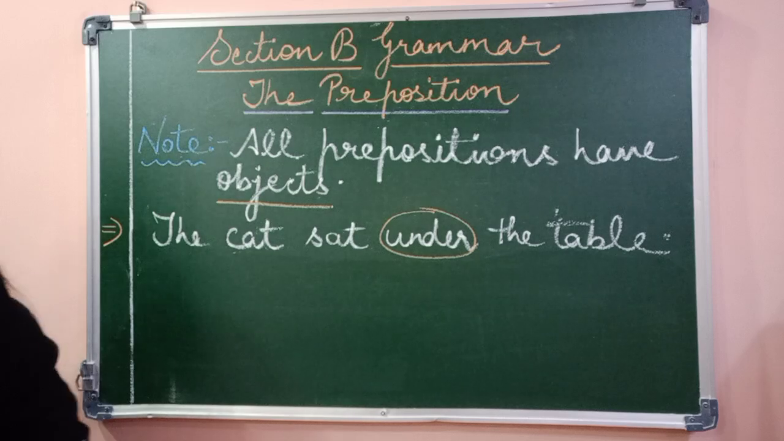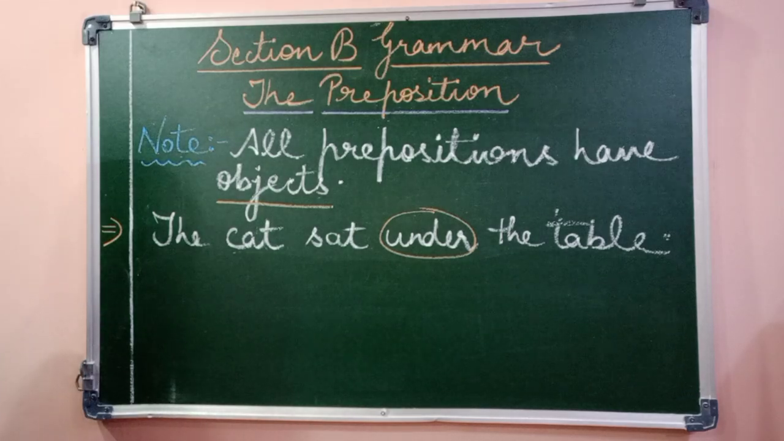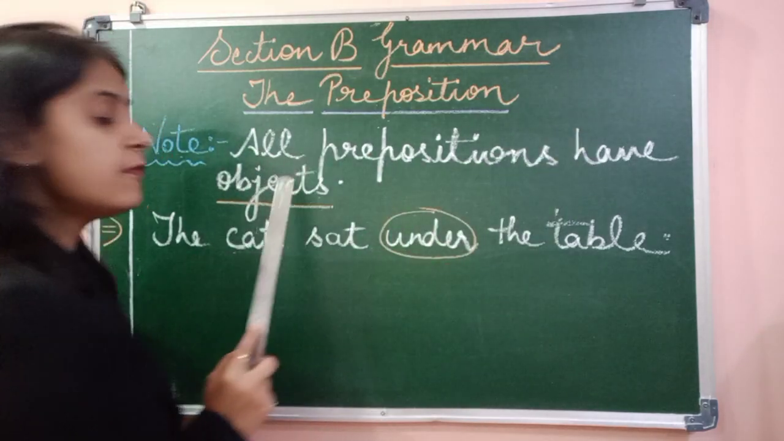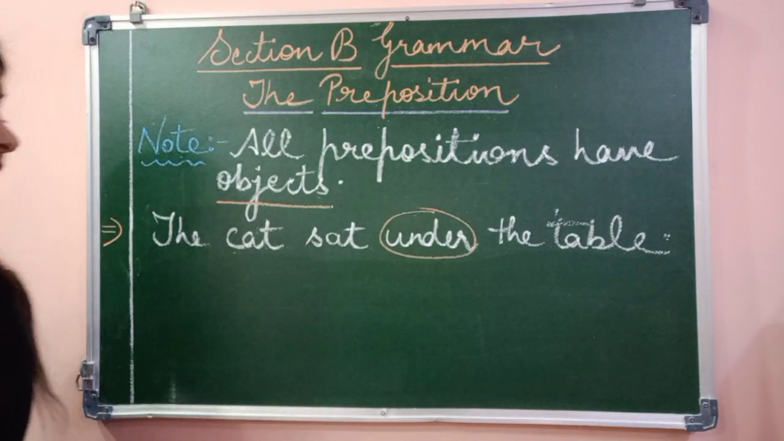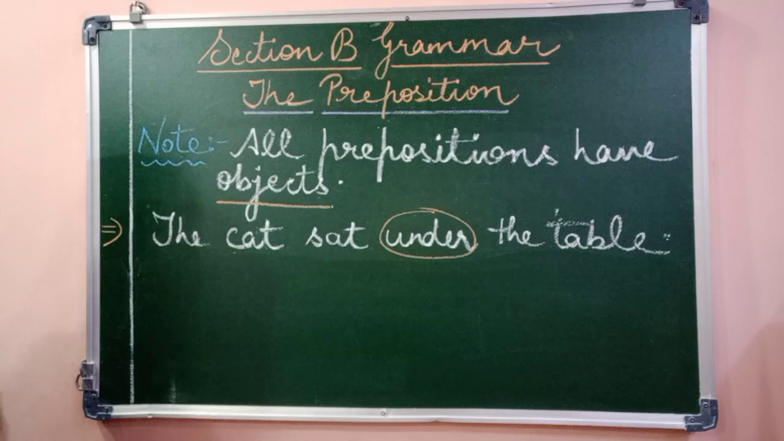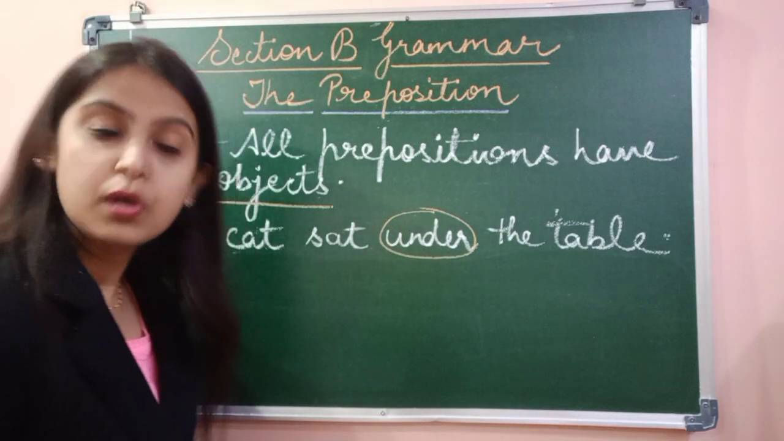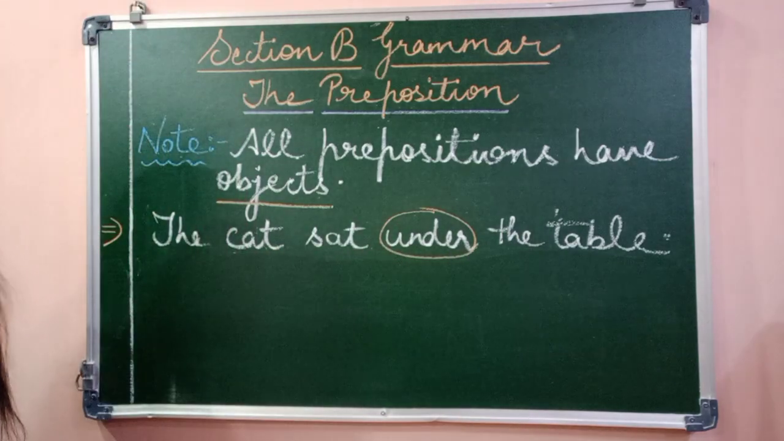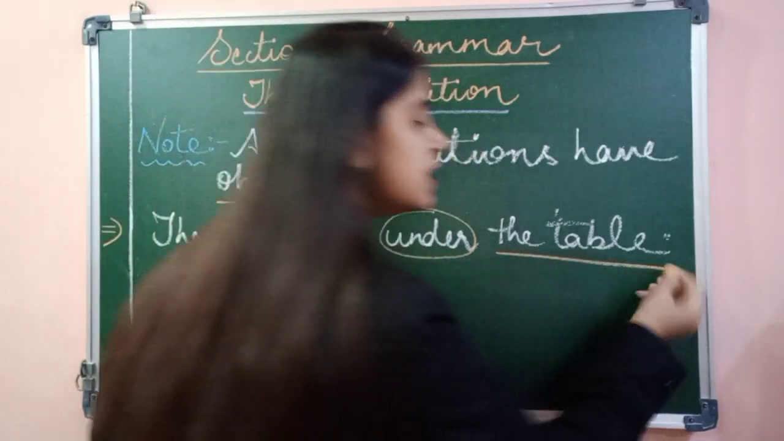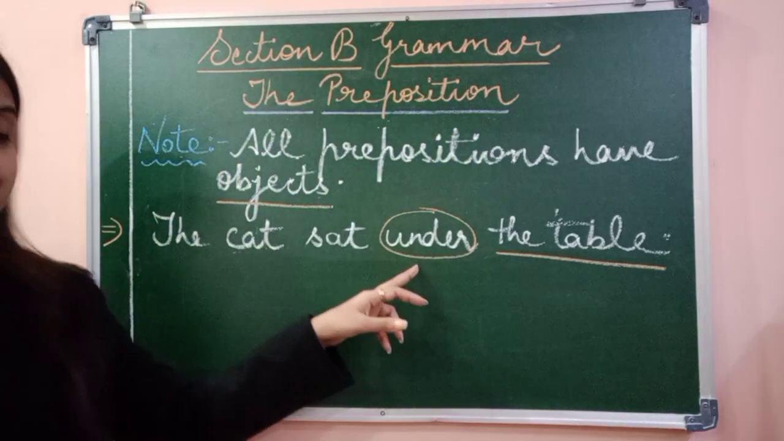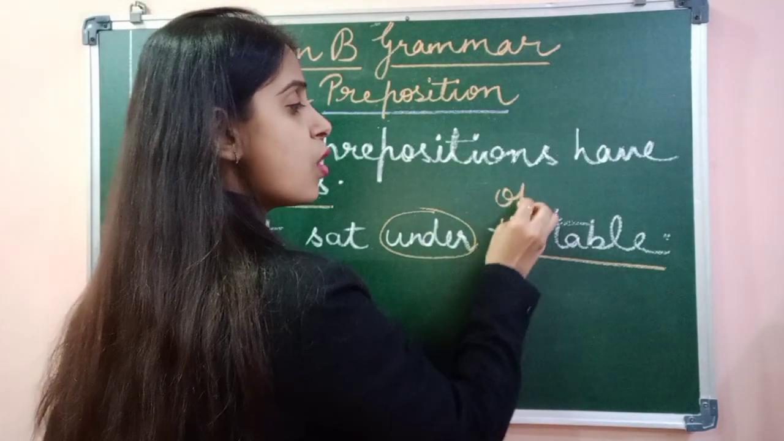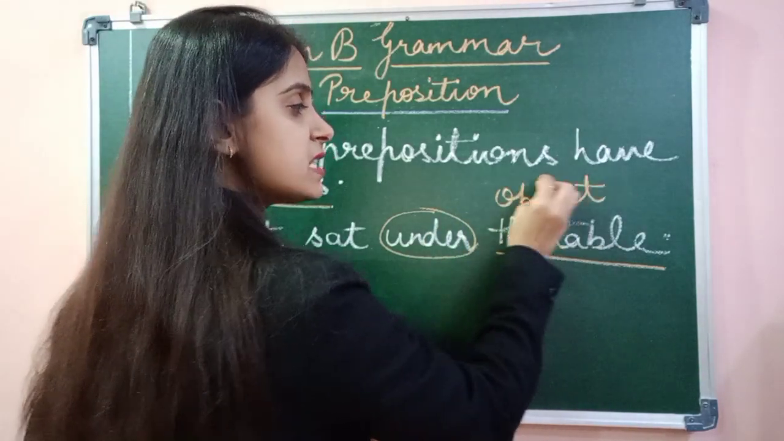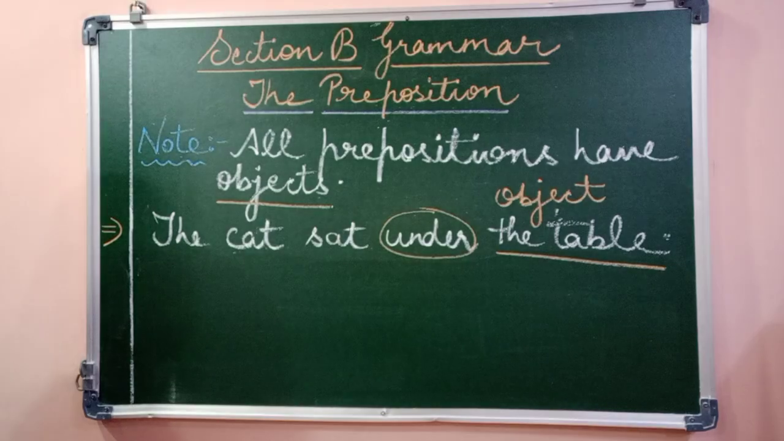Now, an important point that you need to note here is that all prepositions have objects. Now kids, what do you mean by an object? Like I gave you the example, the cat sat under the table. So in this sentence, under is the preposition and the table was the noun before which this preposition is used. So here children, the table is the object. Right? So you need to remember that all prepositions will have an object.